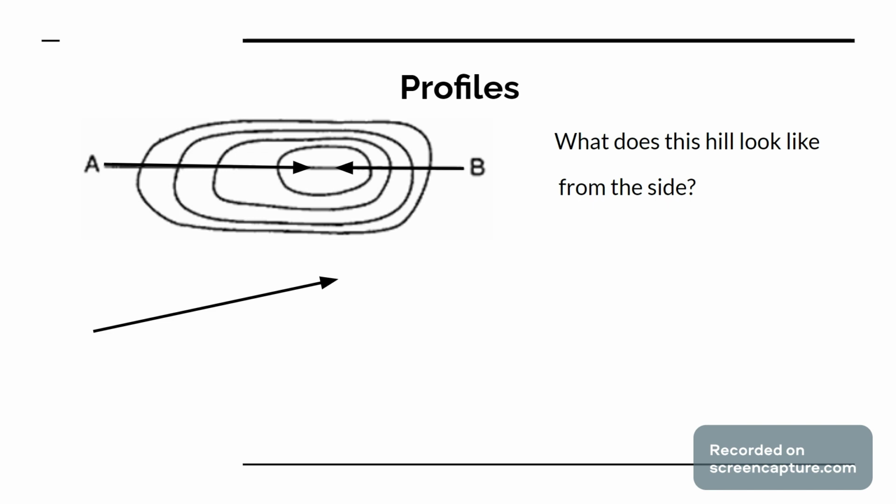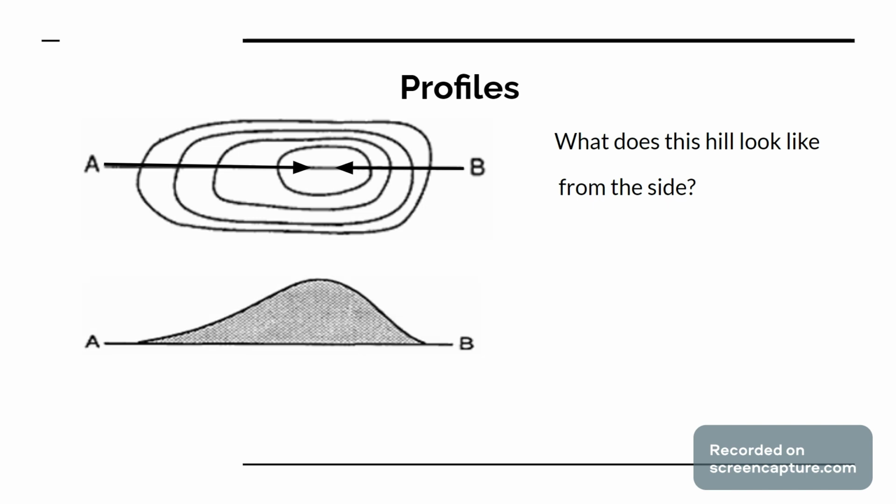This is going to be a look from the side. It's going to be increasing at a gentler slope than it is at B. It's going a little steeper at B because the lines are closer together. Therefore, our profile will look something like this, where it's a little steeper on the B side.